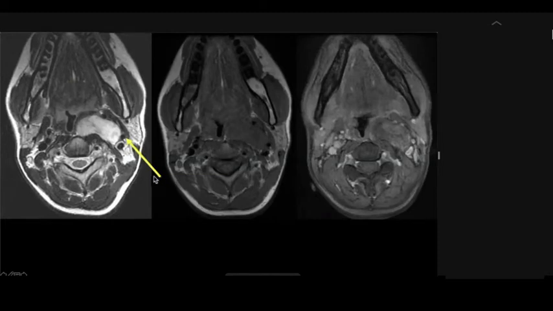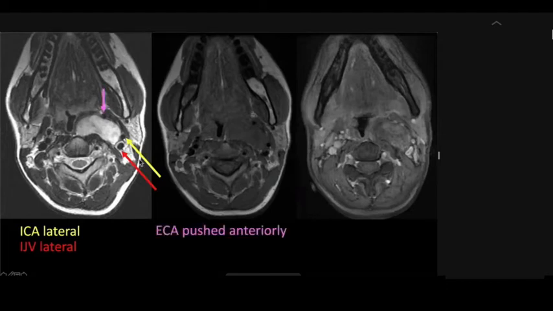Some other pertinent findings: the internal carotid artery is deviated laterally, shown by the yellow arrow, and the internal jugular vein is also deviated laterally, shown by the red arrow. So right off the bat, we're thinking this is unlikely to be something of vagus nerve origin because that would typically splay those vessels. The external carotid artery is pushed anteriorly, shown by the pink arrow a little bit away from the ICA, but even though that might make you think of a carotid body paraganglioma, again, this mass is very homogeneous. There's no flow voids on T1 or T2. And the asterisk is showing you that the enhancement is very mild and patchy.